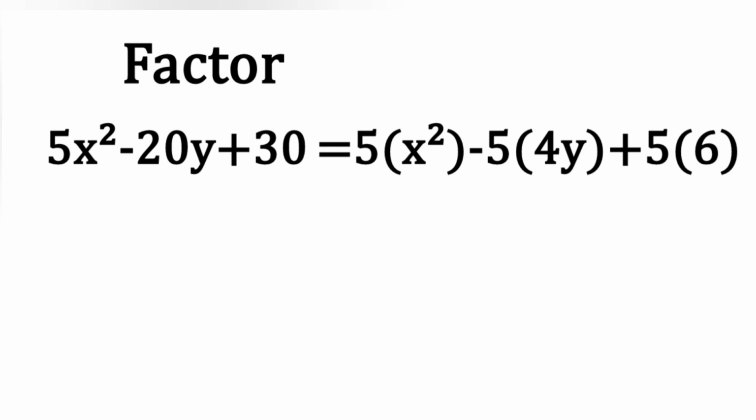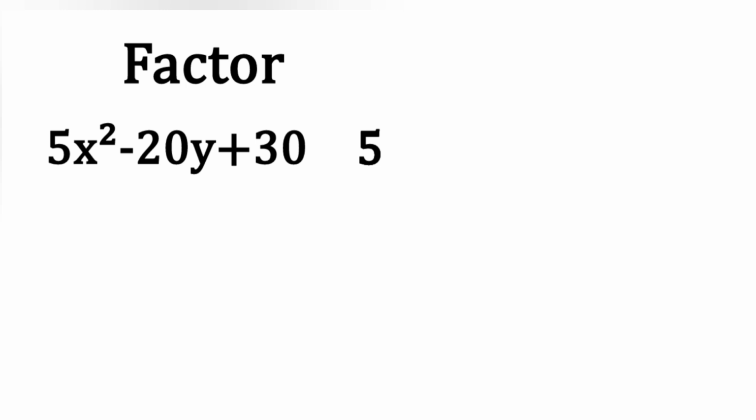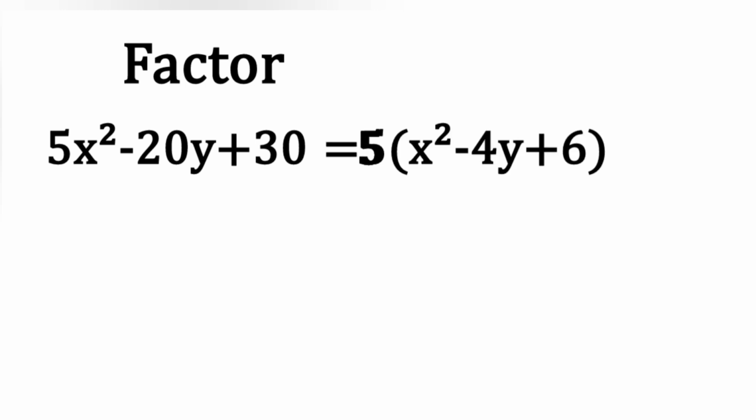And take out this common factor, which is 5, then multiplied by x squared minus 4y plus 6. And this is how we factor 5x squared minus 20y plus 30.